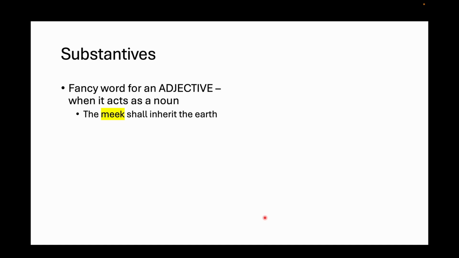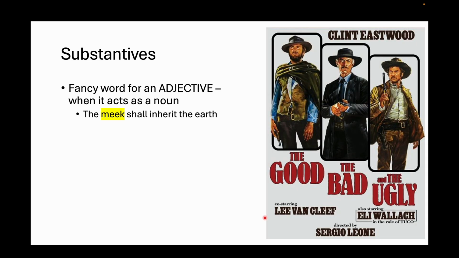Another great example, the good, the bad, and the ugly. Classic Western film. It's a great film. If you haven't seen The Good, the Bad, and the Ugly, stop this video right now and go and watch it. It's amazing. It's a great film. I think it is about 3 hours long. It's really very long, but it's worth every second.